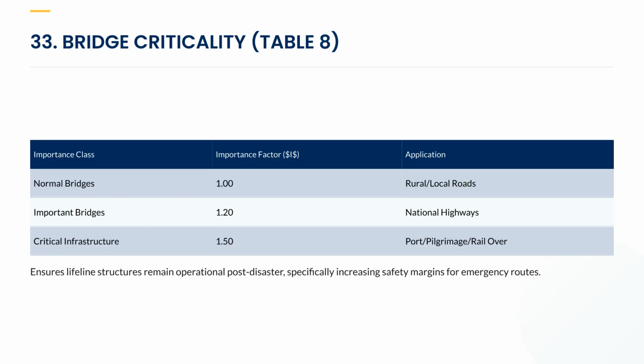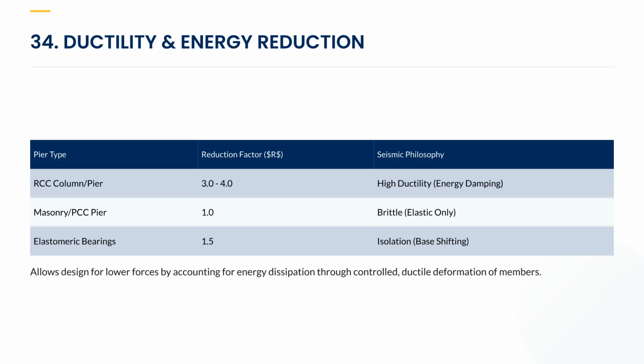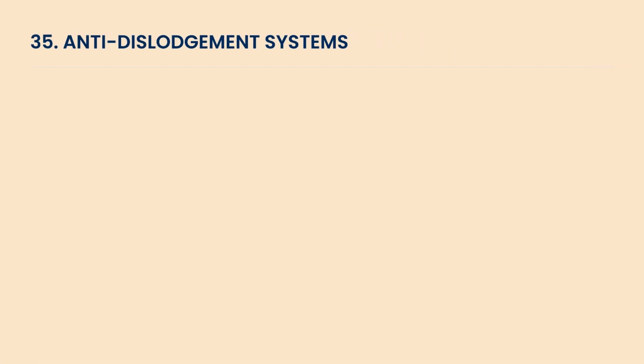Bridge criticality, outlined in Table 8, uses importance factors. These factors specifically increase safety margins for lifeline structures, such as emergency routes, ensuring they remain operational post-disaster. Ductility and energy reduction factors are crucial. They allow for the design of lower forces by accounting for energy dissipation through the controlled, ductile deformation of structural members during seismic events. Anti-dislodgement systems are mandatory in zones IV and V.